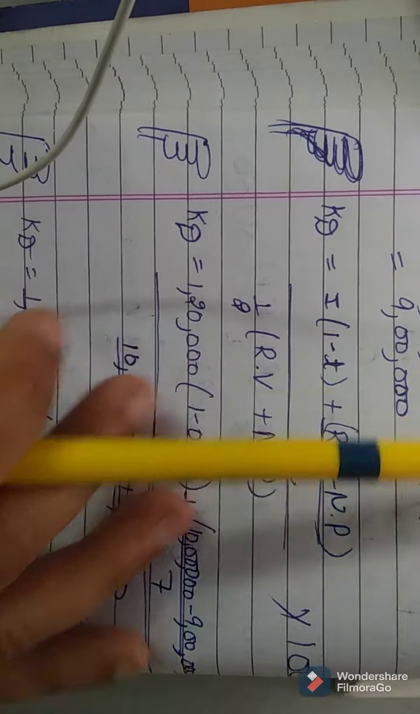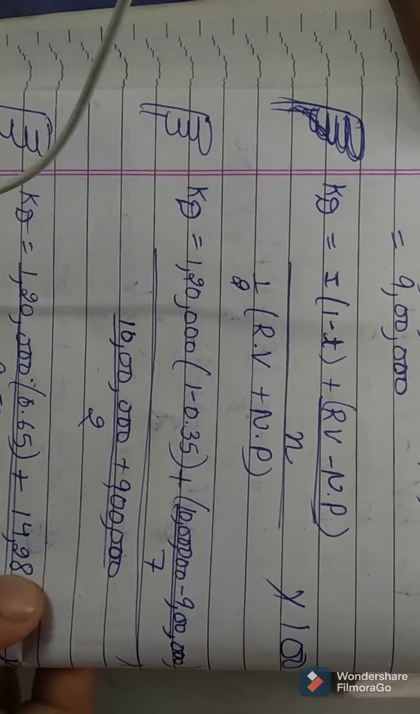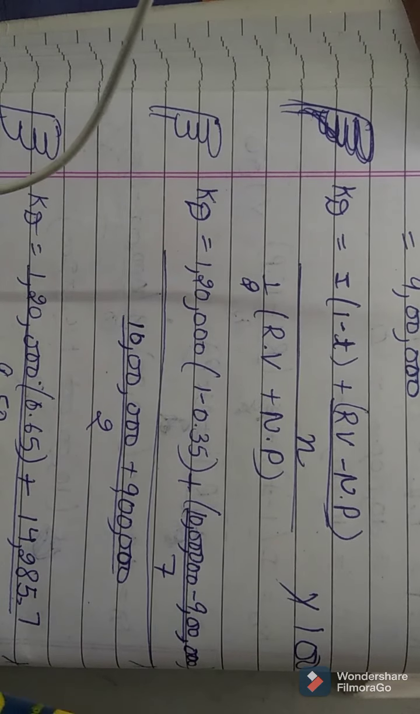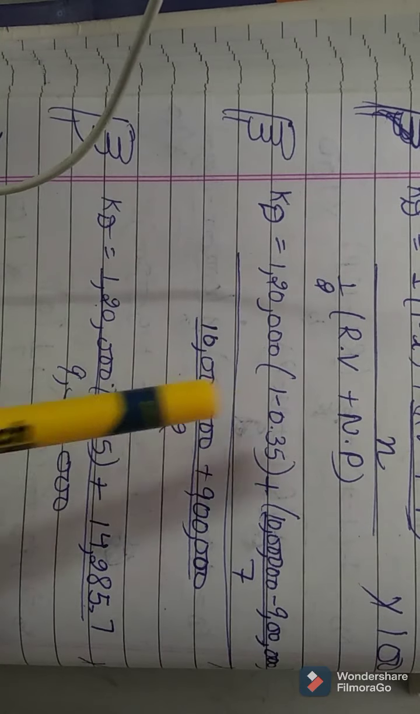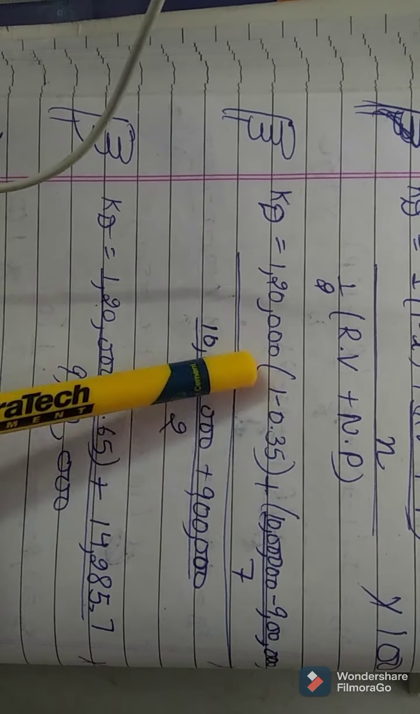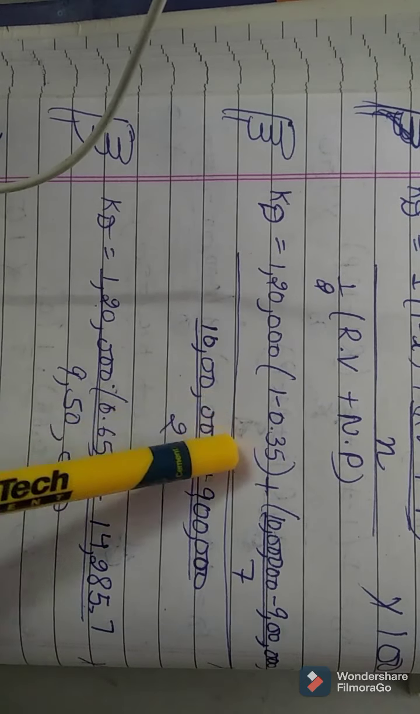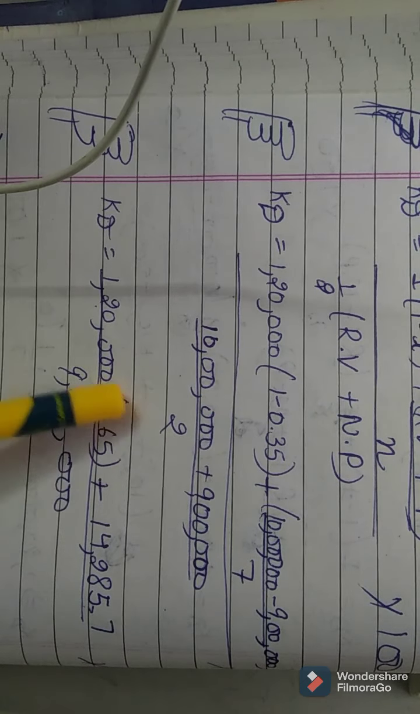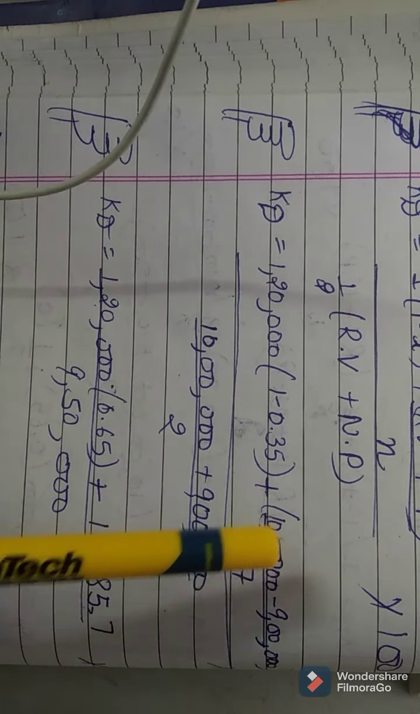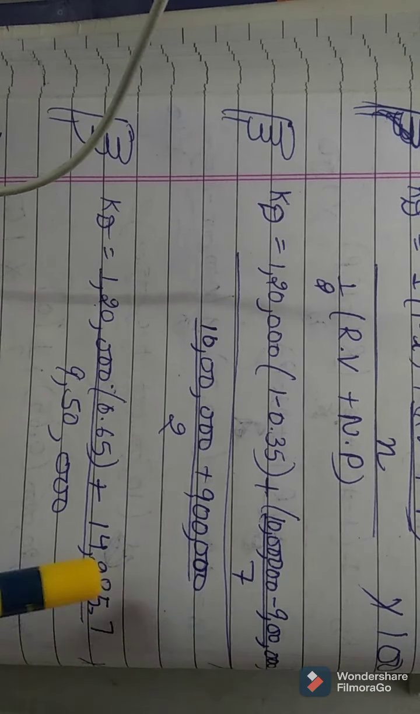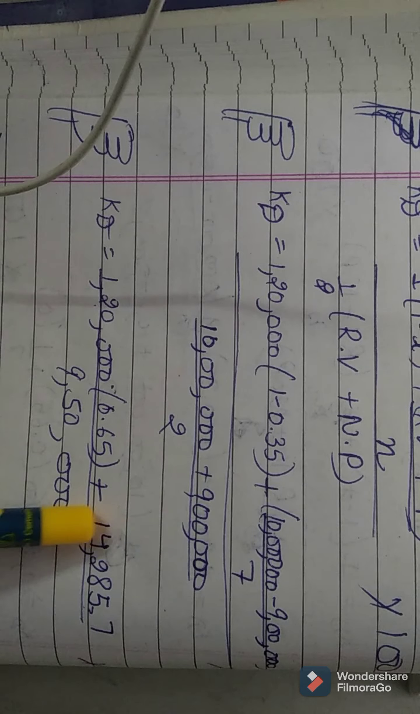Now we can put the values in the formula. All the values are the same, but the value of NP is changed, which is 9 lakh. The rest of the values are the same. Now you can easily calculate it. 1 minus 0.35, which is tax, is 0.65, multiplied by 1,20,000. Here 10 lakh minus 9 lakh, we get 1 lakh divided by 7, and finally we get 14,000.